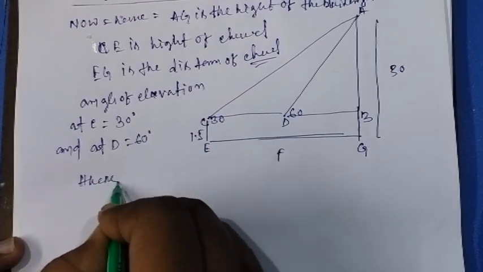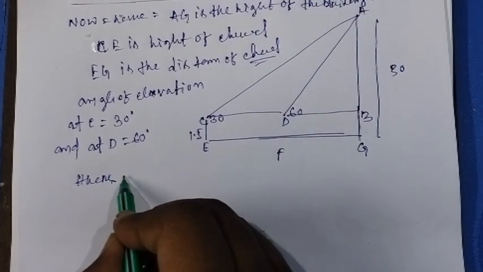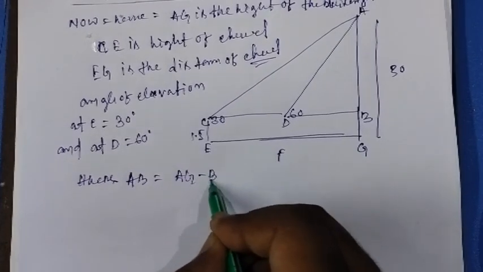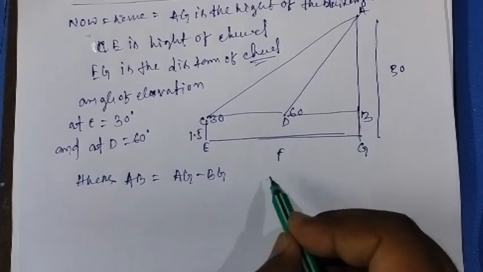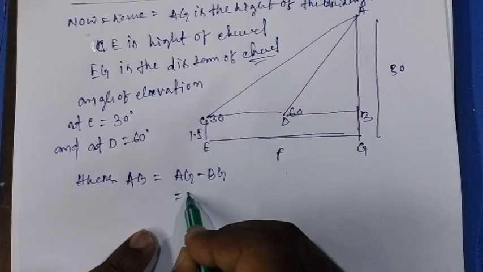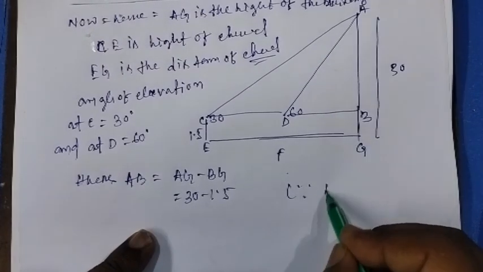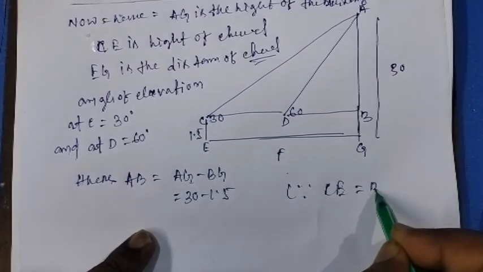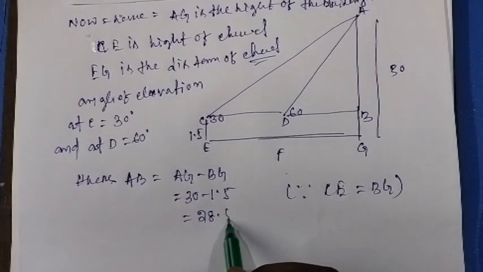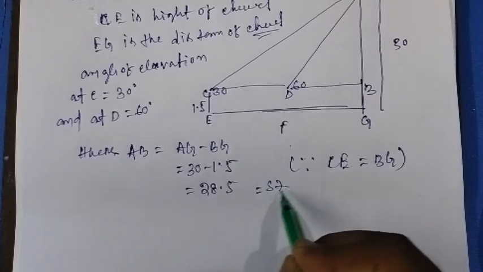Here AB is equal to AG minus BG, that is equal to 30 minus 1.5, because CE is equal to BG, that is equal to 28.5, that is equal to 57 by 2.